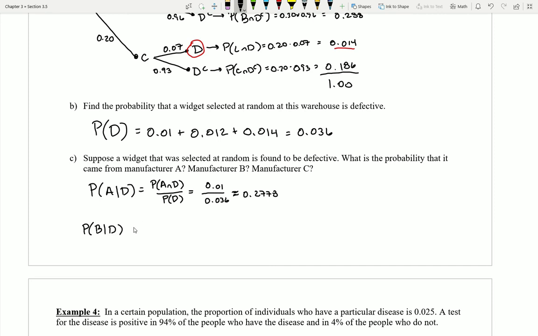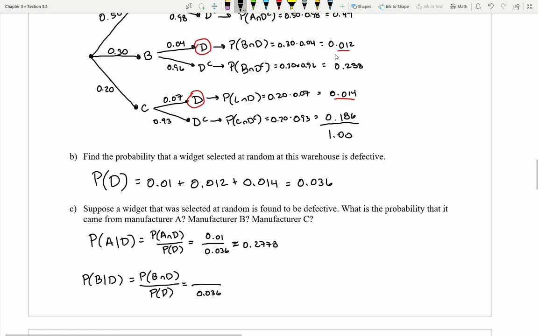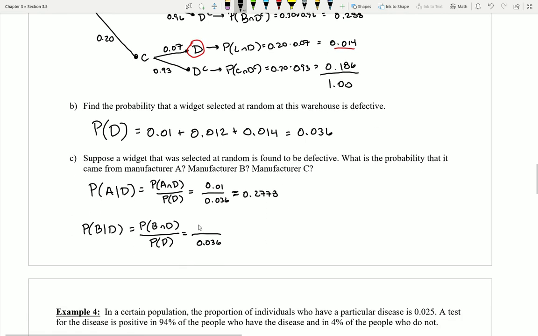B given D, that would be my probability of B and D over probability of D. Well, probability of D is 0.036. Probability of B and then D, well, that's 0.012. If I crunch this out, I think I end up with a value of 0.3333. That's a third. So, more likely that it came from manufacturer B than manufacturer A. Let's take a look at the last one.